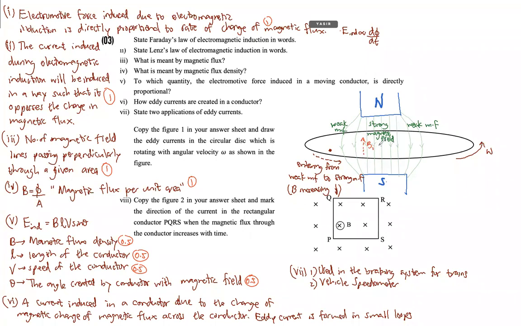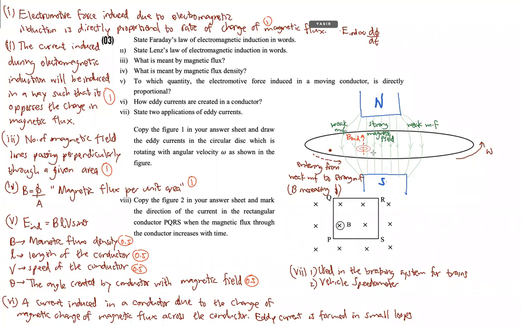This is the induced B. So if you want to induce a B like that, what kind of current do we need? According to the right hand corkscrew rule, what kind of current do we need? We will need a counterclockwise current like this.